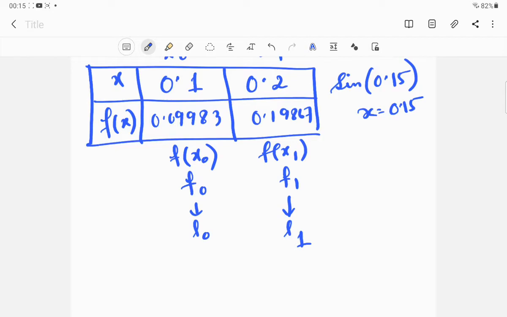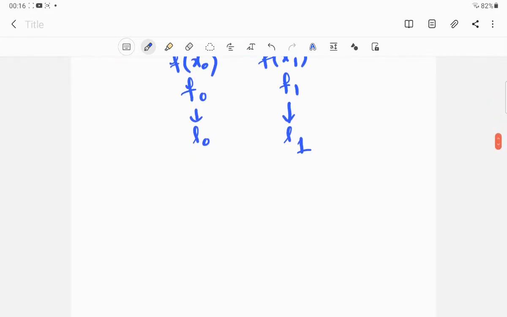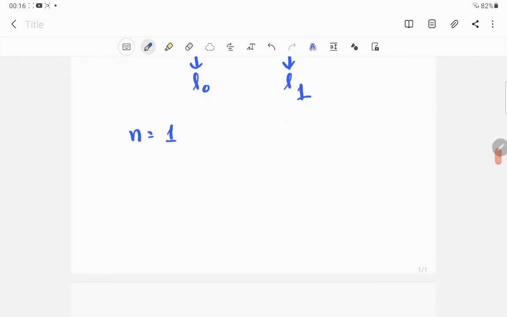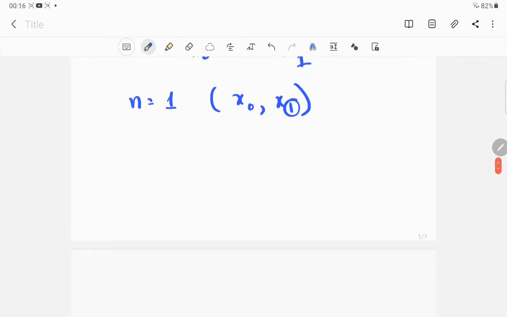It is of order 1, with x0 and x1. So we will be using it for linear interpolation, because we have n equal to 1 here. We are going only up to x0 and x1, so this is linear interpolation. We have already discussed this in our last class. For linear interpolation, n equal to 1, because it goes from x0 up to x1 only.